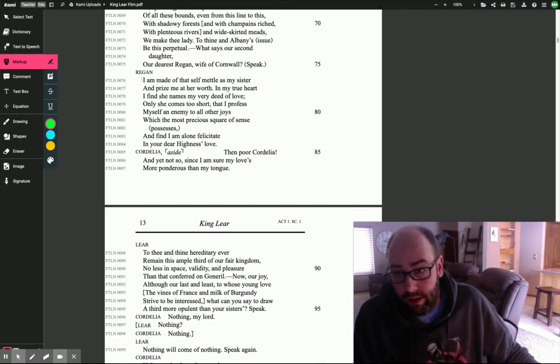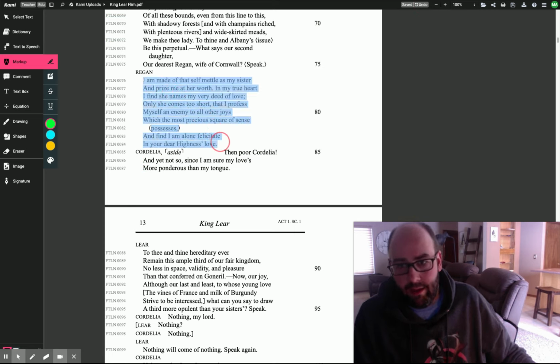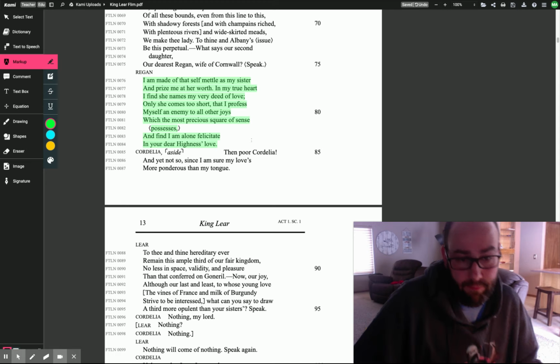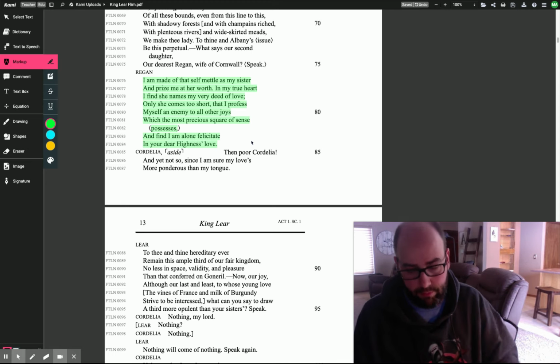Once again, we're going to highlight this in green. It's an okay speech, not as good as Goneril's. And the fact that she had to be prompted by her husband to do it, that's also problematic.